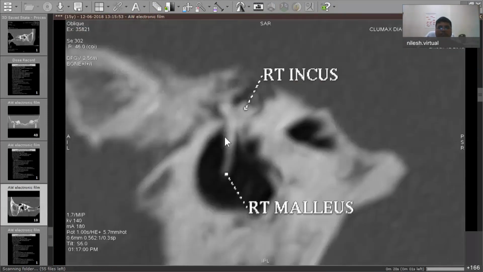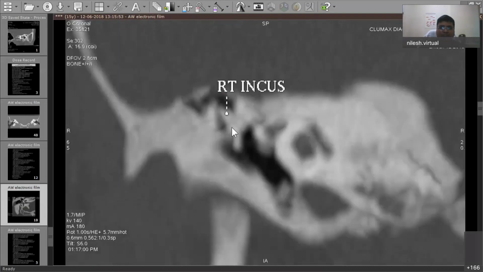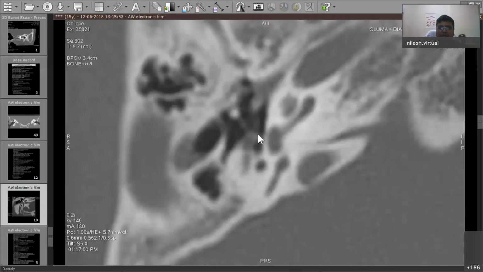Yeah, see, totally deformed ossicles. There is no anatomical landmark apart from the long handle of malleus. You cannot make out which is the head of malleus. You cannot make out which is the incus. And you cannot even make out the stapes.